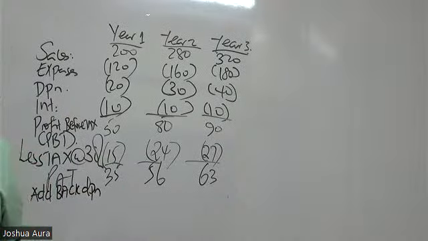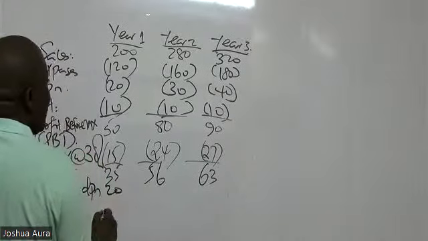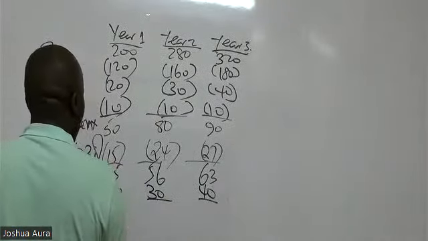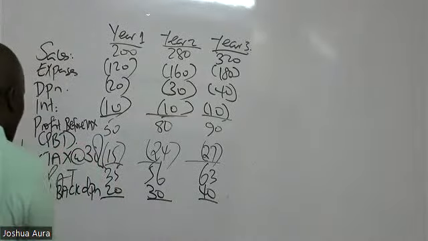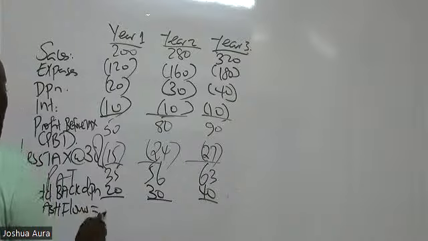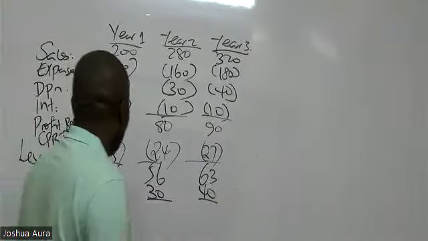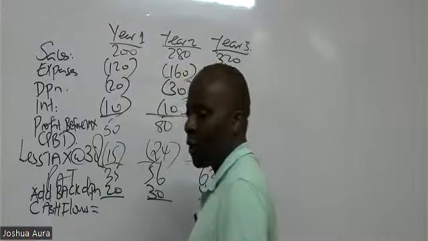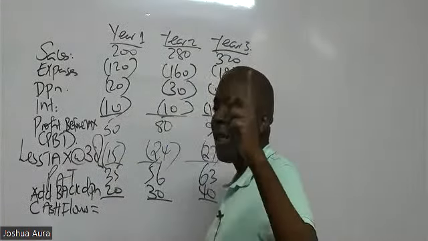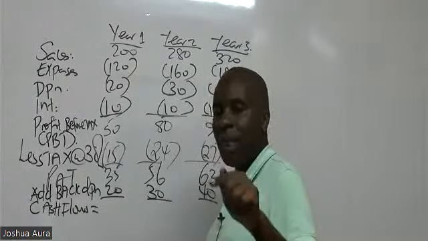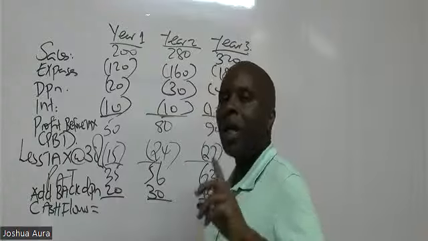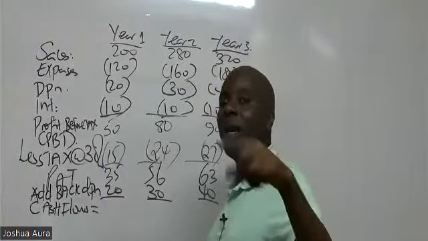So depreciation, here it is 20, here it is 30, here it is 40. You add back depreciation for you to be able to get our operational cash flows. So yes, it's very okay to use the interest tax shield instead of adding back. But for me, I'm the old school type. I'll always prefer adding back depreciation.